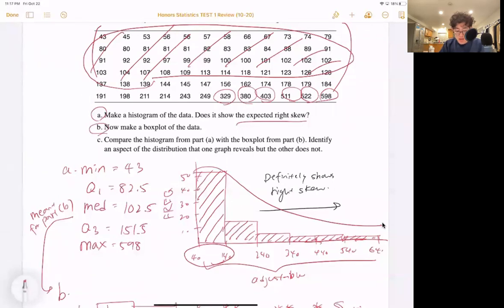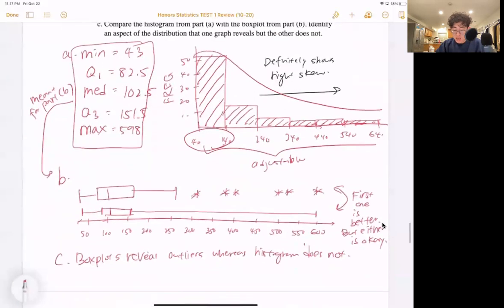Now make a box plot. I had the 5-number summary. Just please check with your own math that this 5-number summary matches yours. I took those 5 numbers and I just plotted the box plot myself. Now you feel free to use your graphing calculator capabilities to plot this yourself.